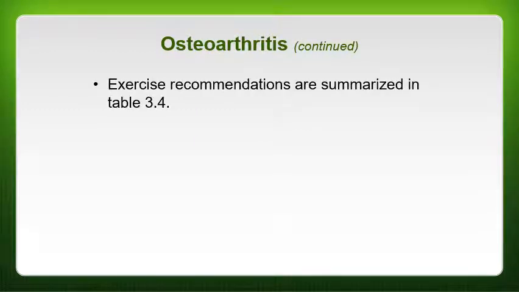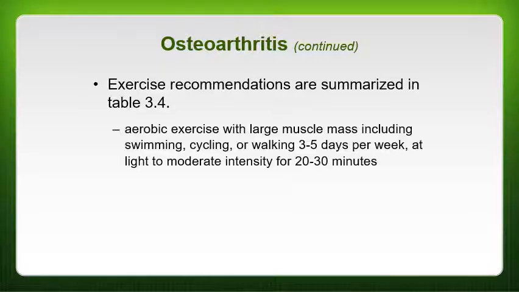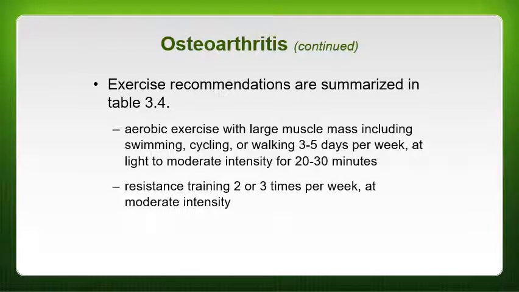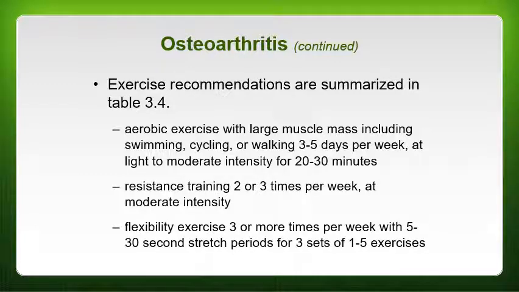Looking at exercise recommendations, if you check out table 3-4 in the chapter, there are some recommendations. We'll talk about some things here. Aerobic exercise with large muscle mass, like swimming, cycling, walking, at light to moderate intensity, so about 55 to 75% of your max heart rate, 3 to 5 days a week. With resistance training, at least 2 to 3 times per week at moderate intensity, so 60 to 80% of one repetition max. And then some flexibility exercises.